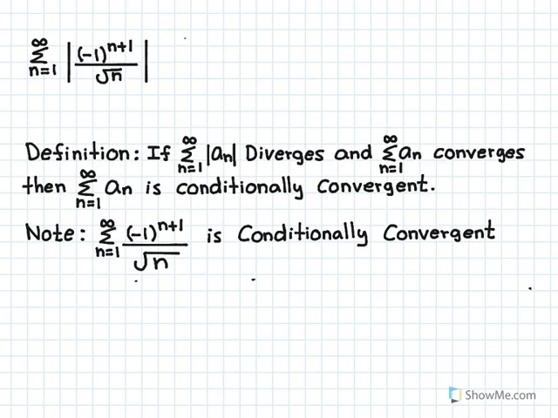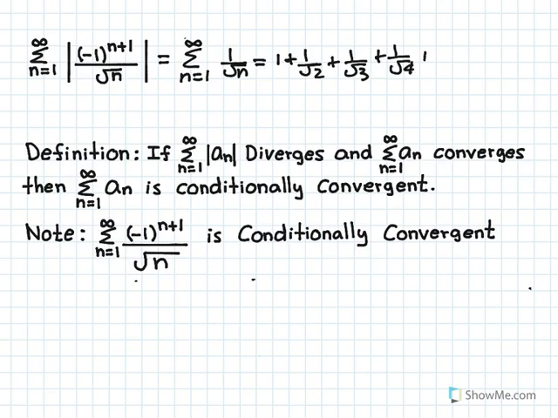So what we have shown is that when we take the absolute value of every term, we get the summation from n equals 1 to infinity of 1 divided by root n. This is equal to 1 plus 1 over root 2 plus 1 over root 3 plus 1 over root 4, and so on. And this is a divergent p-series.